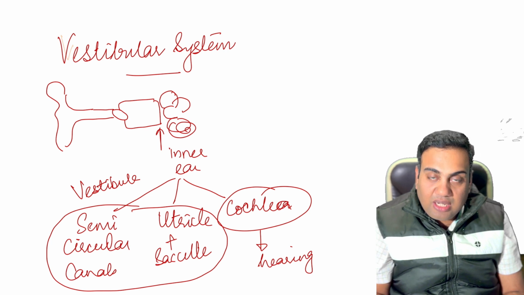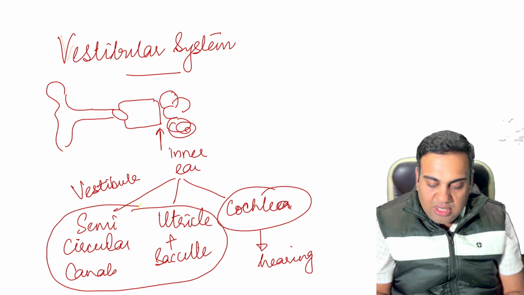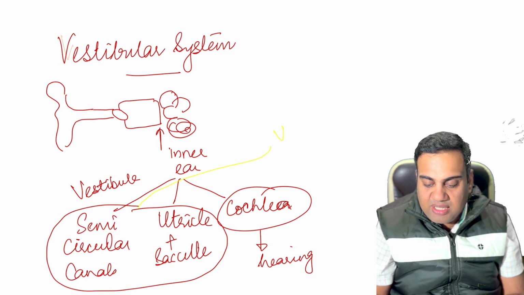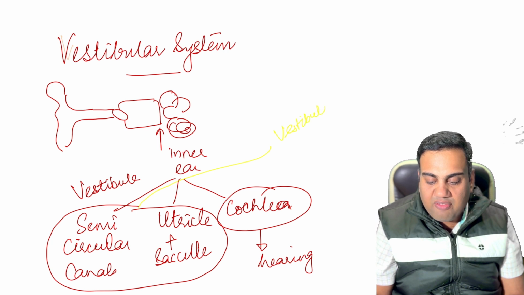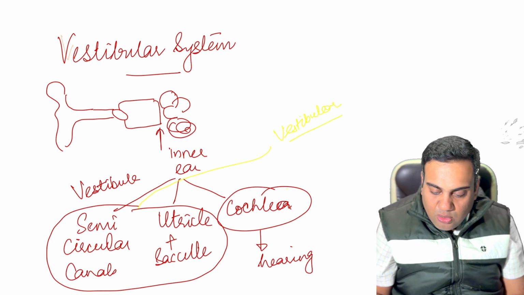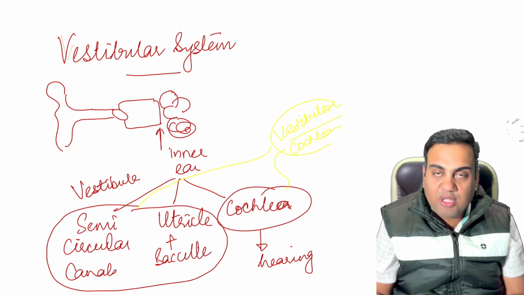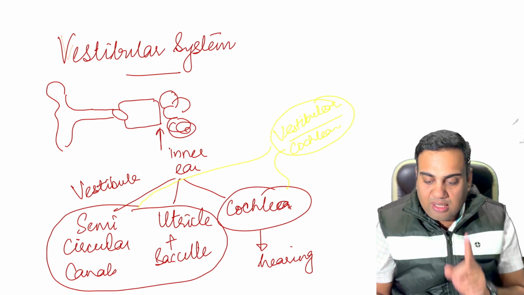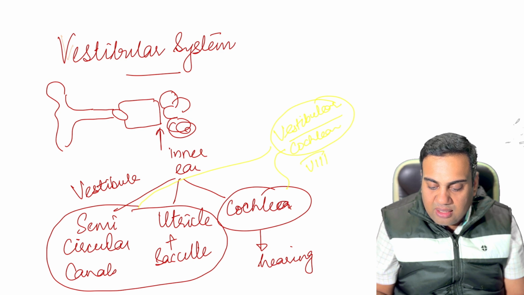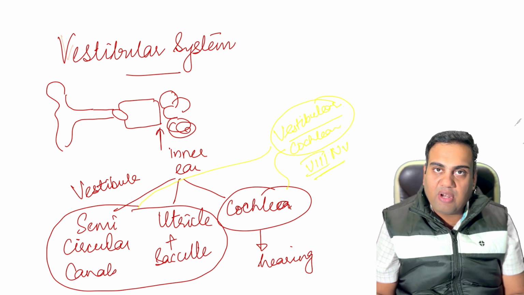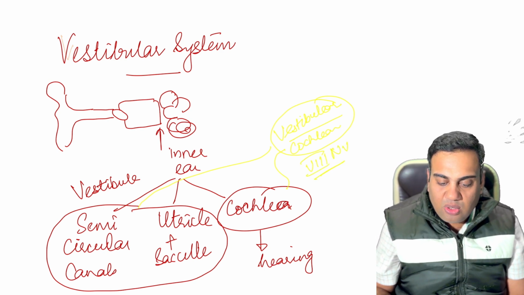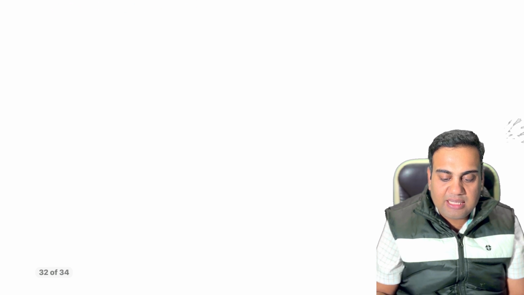Now the nerve that goes from the utricle and saccule is of course going to be called the vestibular nerve. What will it be called? Vestibular nerve. The nerve that goes from the cochlea will be called the cochlear nerve, and together they will be called the vestibulocochlear nerve or the eighth nerve, right? Now we will look at this vestibular system in a little detail.